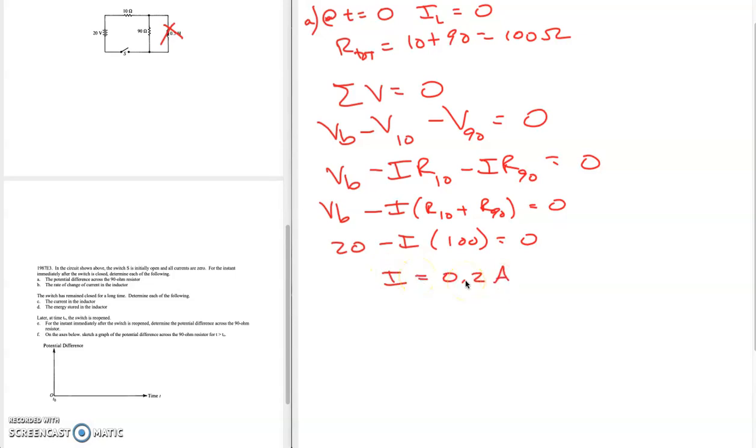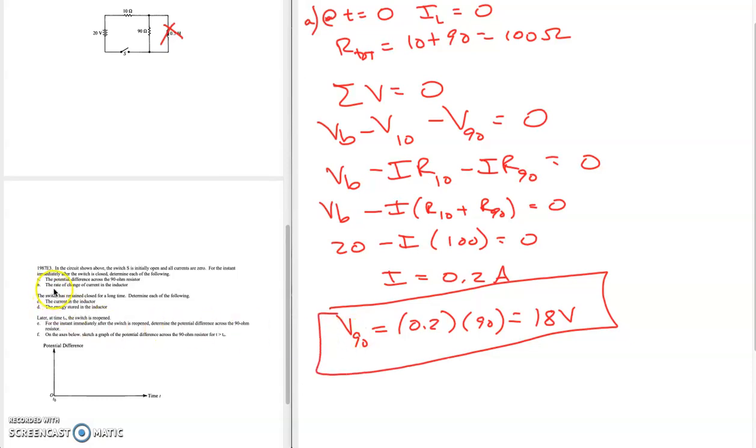That doesn't answer the question for part A. What it does is set us up so that we can go back to here and find the voltage across the 90 using Ohm's law, 0.2 times 90 ohms, and that gets us 18 volts. That's an A. 18 volts.